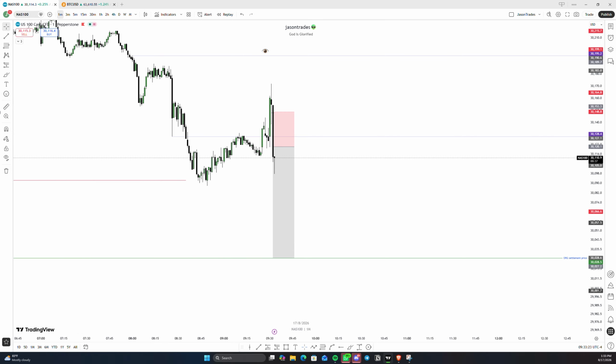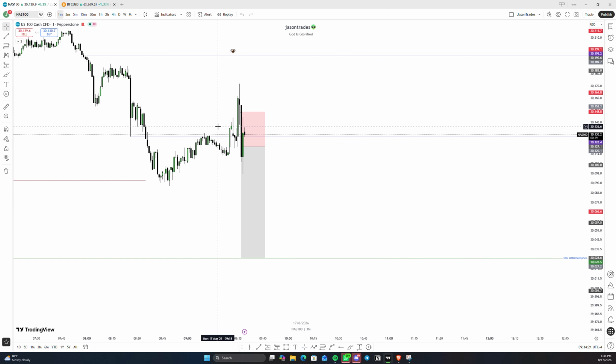So let's see if this move holds. That's like 890 handles. That's crazy. Now, if they do sweep 9:30 highs, then yeah, it's over for us. They're taking our stop loss. And that's what it looks like right now.